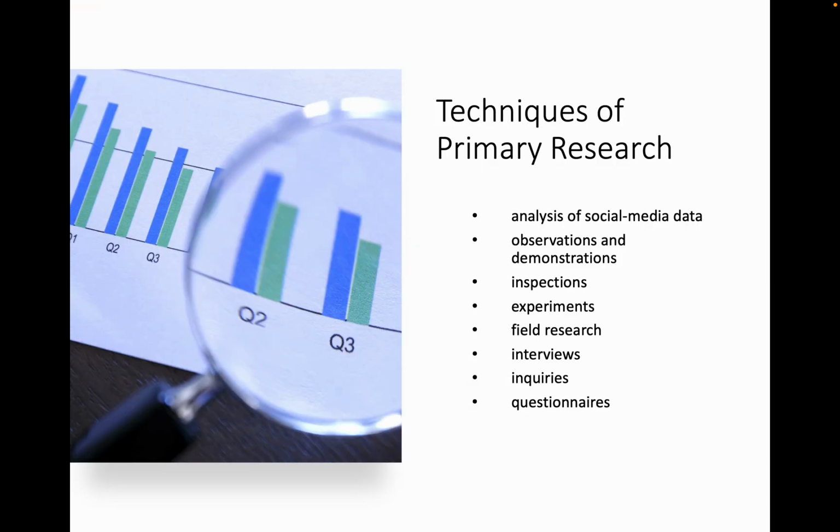So let's talk about some techniques of primary research. You can look at social media data. This is a big thing in our culture and society right now, because so many people interact with companies and organizations via social media. Look at observations and demonstrations. Look at inspections. Say you're trying to decide whether or not you want to invest in a restaurant. Pull up the health inspector's reports. You can do science experiments or experiments.